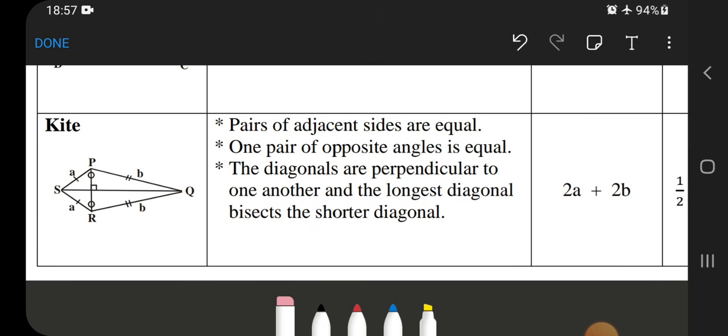One pair of opposite angles is equal. This and this are equal, but this one is not equal. They just make 180, not equal, okay? They're not the same.